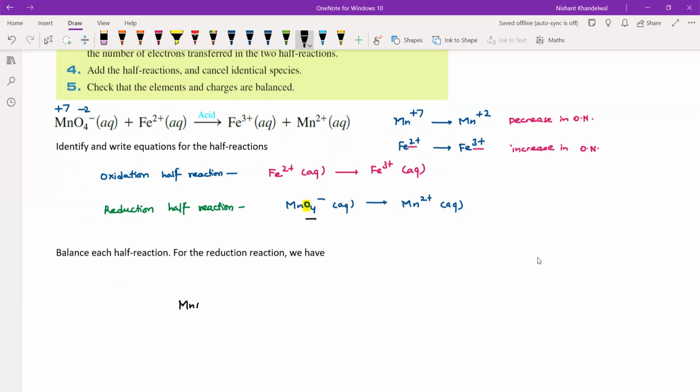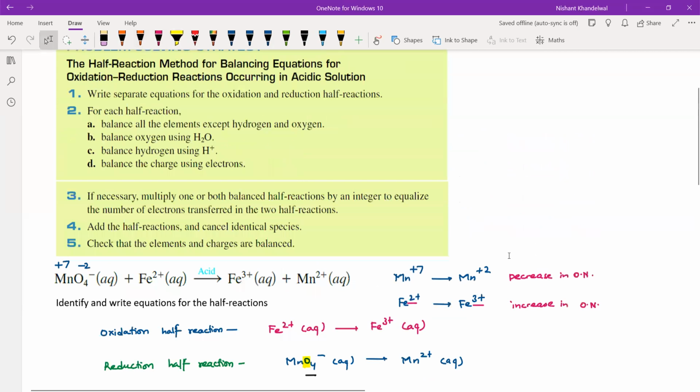So how can I write this? MnO4 minus is giving me Mn2 plus aqueous, and I am writing H2O. There are 4 oxygen atoms, so how many water molecules do I need? I need 4 water molecules. So point B is done.